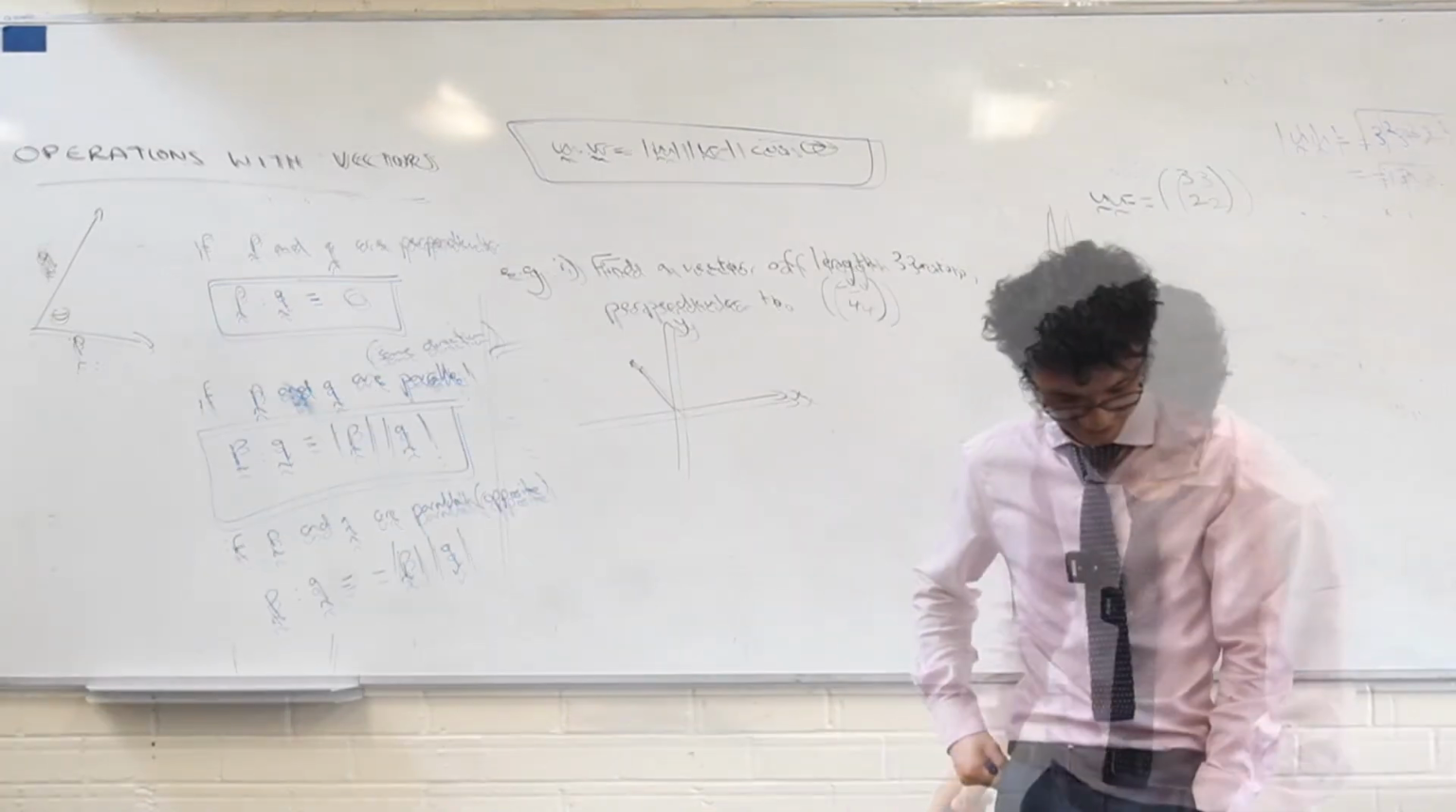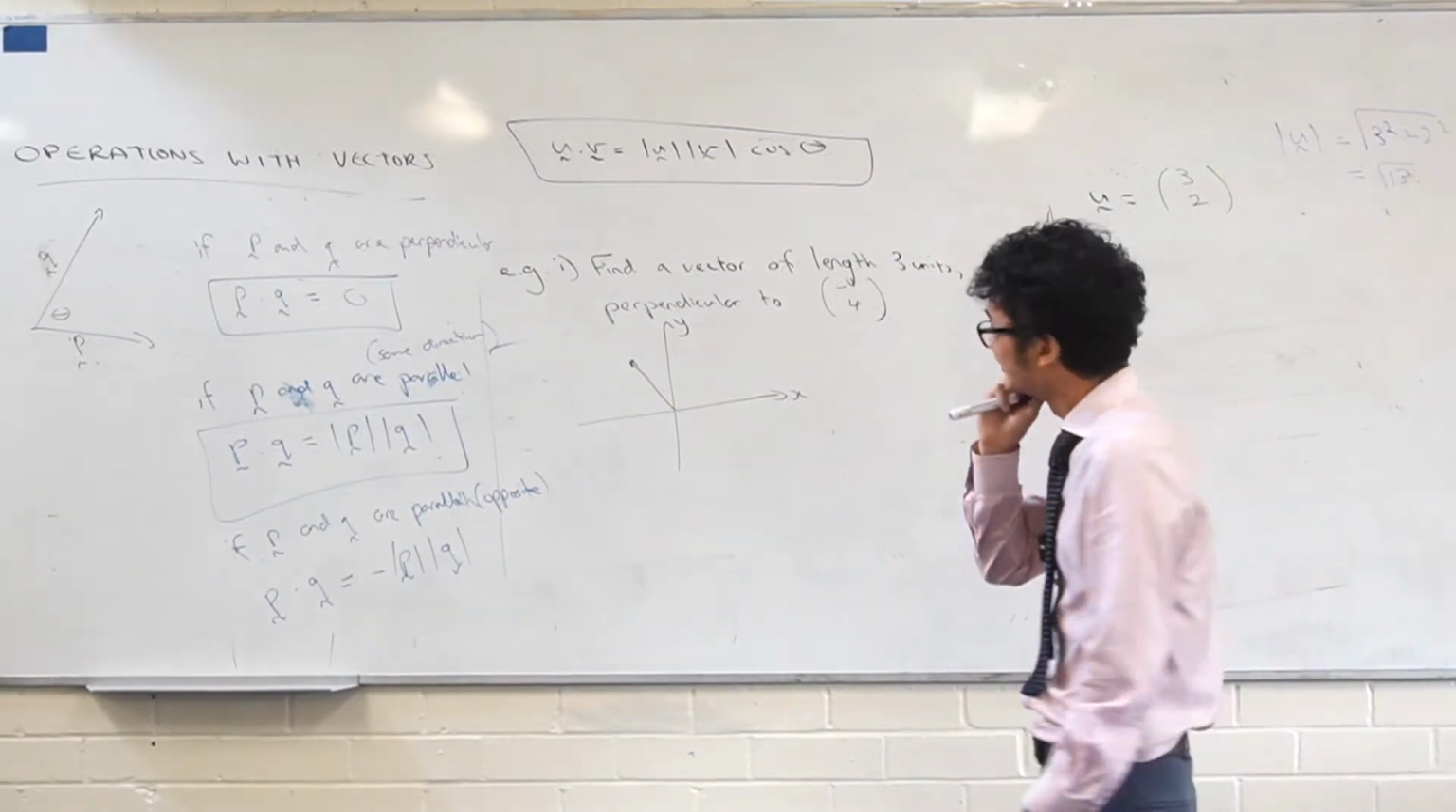Question 22. Angus, read it out for me. Find the vector of length 3 units which is perpendicular to (-1, 4).